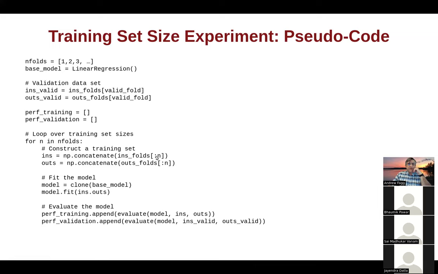So here, ins fold colon one, that's going to be a list of inputs for some number of folds, where n tells me how many folds there are. So if n at this point is three, then I'm going to get fold zero, one, and two. Likewise, these are our desired outputs. We can concatenate those together. Here, this is extracting again fold 0, 1, 2 together before doing the concatenation. So in the end, ins and outs now are full NumPy arrays that contain the number of folds that we've asked for. Are there questions about this?